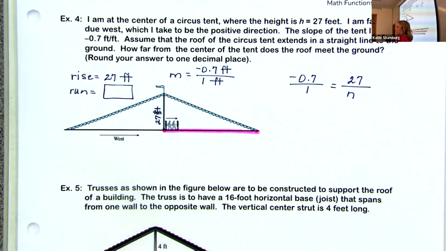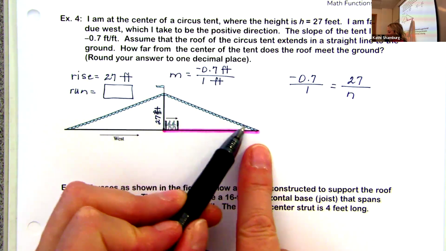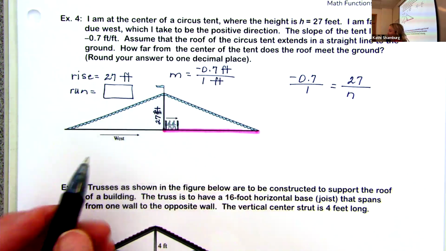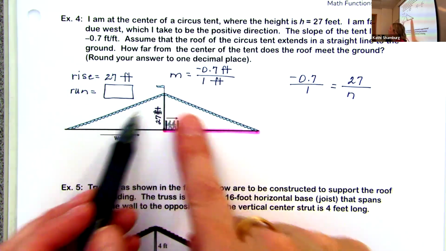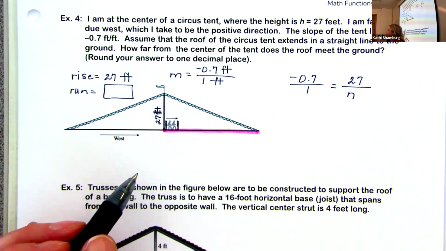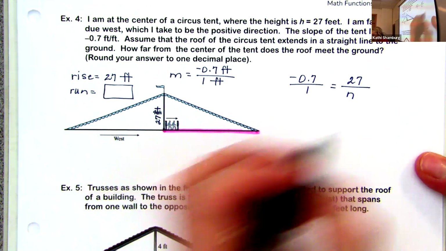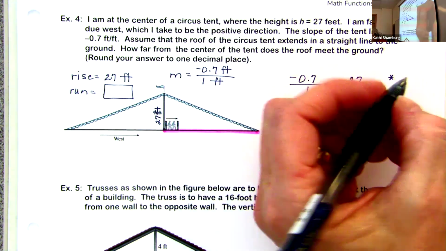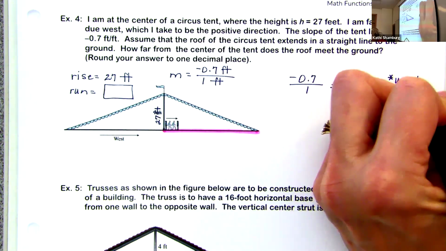Now, here's where you need to be careful, because if I went ahead and calculated this, I'm going to get negative something feet. Can feet be negative? No. Okay, so the slope of this is negative 0.7. What is the slope of this? Positive 0.7. Okay, so we know the slope doesn't matter which direction, it's the same slope. So when you calculate these, because you cannot calculate a negative distance, you will always use the positive slope.